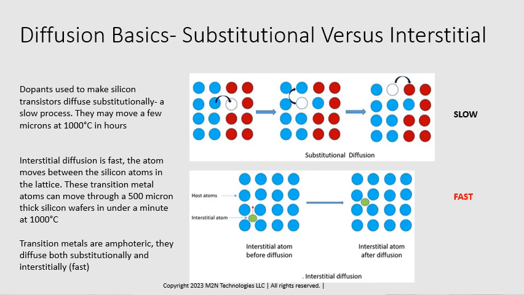We had all thought previously that transition metals are fairly large and they diffuse substitutionally, which would only diffuse a few microns in hours. But we found that a certain percentage of these transition metals diffused interstitially and can actually move through an entire wafer pretty quick. So this just kind of illustrates substitutional versus interstitial, which is fast diffusion.